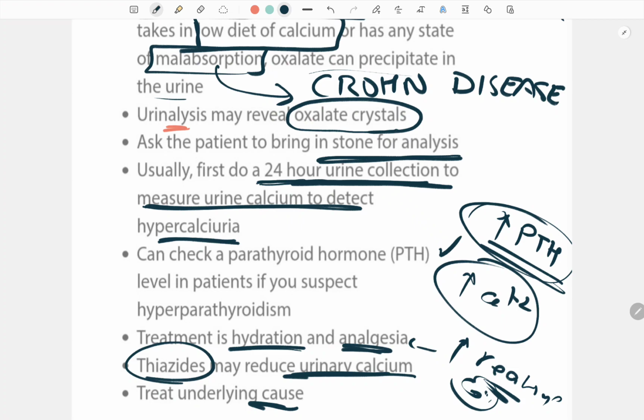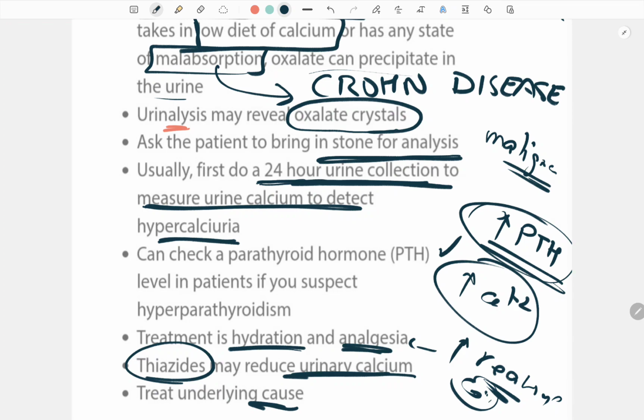But the other thing is malignancy that increases the calcium level, and it can cause hypercalcemia and then eventually lead to the calcium oxalate stones. Ethylene glycol, which is an antifreeze, as well as hypervitaminosis C, can cause oxalate stones because it increases the oxalate level.